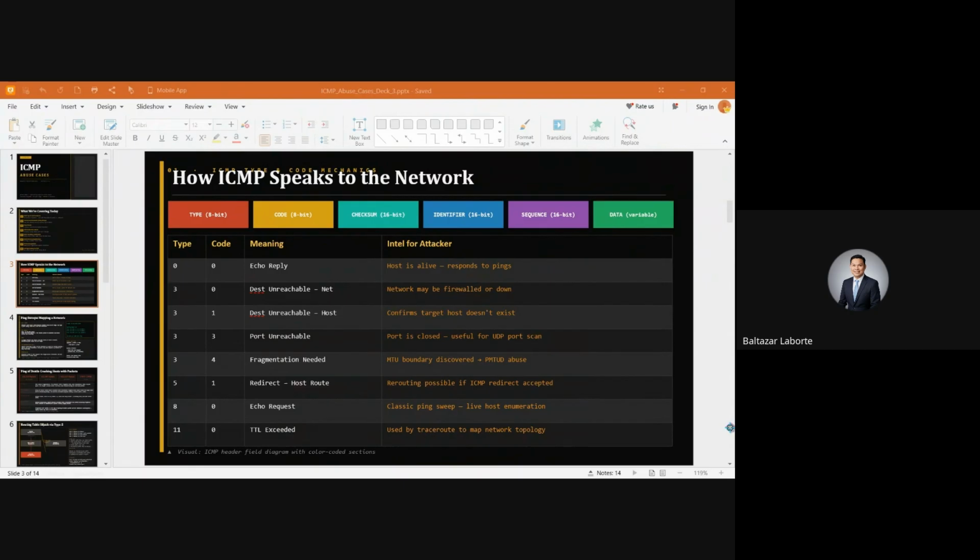Oh yeah, so you're talking about the type and code. Okay. Yeah. And then the data field right here, this becomes the attack surface in tunneling, essentially.